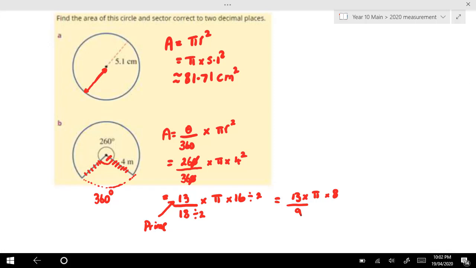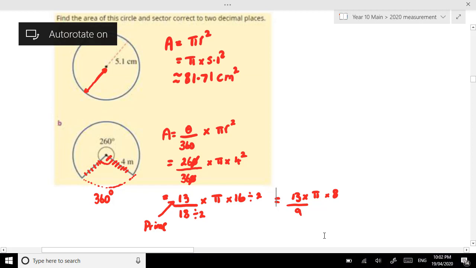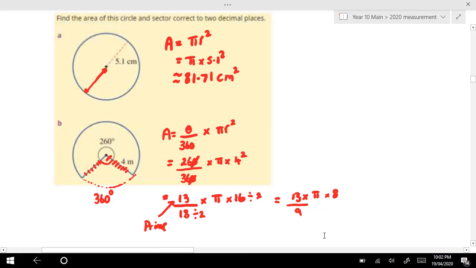And as you can see, we could keep going if you like, but I think the main thing is that if you ever had to do this without a calculator, in exact form, it's probably as far as we can go. 13 times 8 is 104. That'd be 104 pi over 9. Now let's see what happens if we do this in a CAS calculator.